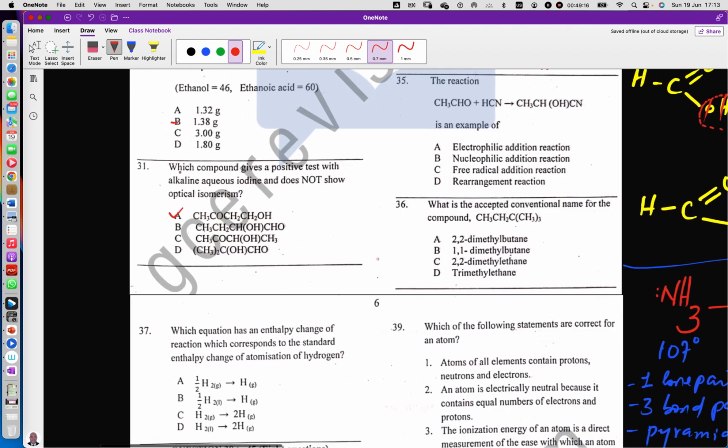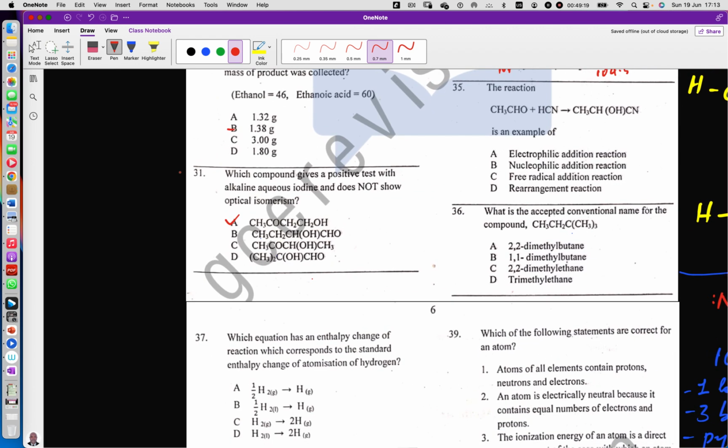We will have something like this. The reaction: ethanal, this is an aldehyde, plus hydrogen cyanide will give what? We'll call it 2-hydroxypropanenitrile. It is 2-hydroxypropanenitrile because this is the first carbon, this is the second carbon, and this is the third carbon, and the OH group is located on the second carbon.